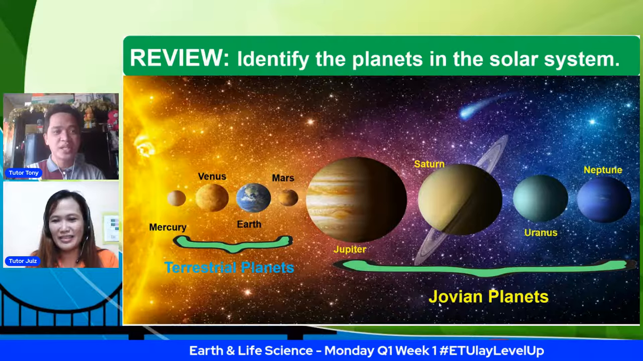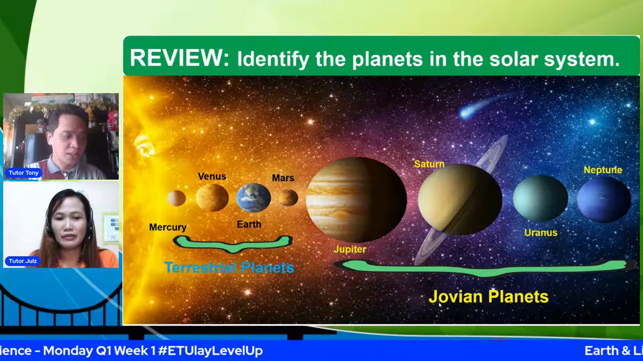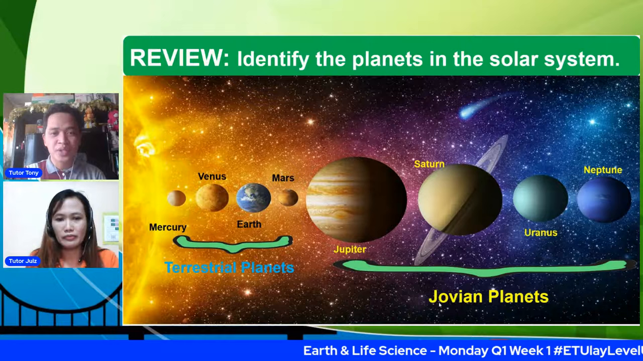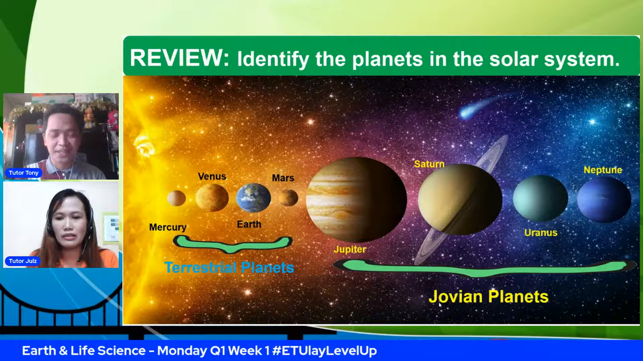So when we say terrestrial planets, they are made up of what? Rock. Rocky planets. We are the rocky planets. When we say Jovian planets, these are the planets that are the gas giant planets. Yes.